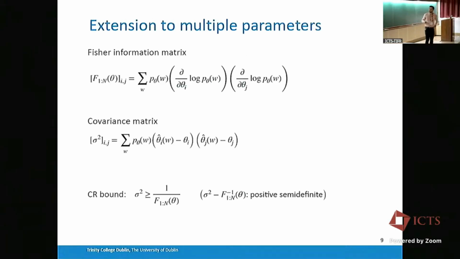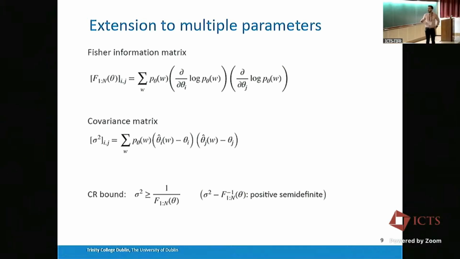As a quick diversion, I said we can also think of multiple parameters. This is not going to be super important for this talk, but just to mention this, what we would do is, instead of a single Fisher information, we would write something called a Fisher information matrix, where we take the product of these derivatives with respect to two different parameters, and they make that element of the matrix. And so you can see that on the diagonal of this matrix, you get what we've had before for a single parameter.